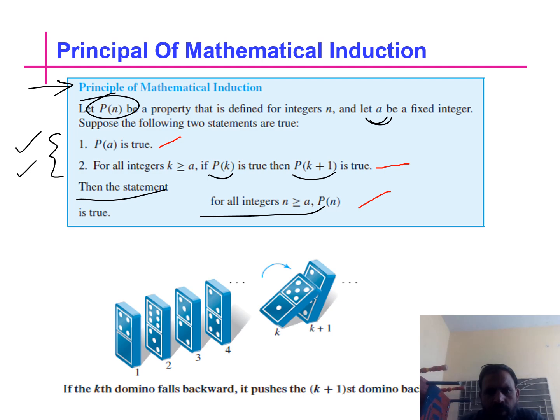So if you say the k-th domino falls backward, it pushes the k plus 1 domino backward. So it's first, second; if this drops, it falls on this one. So at the end, k will drop at k plus 1.